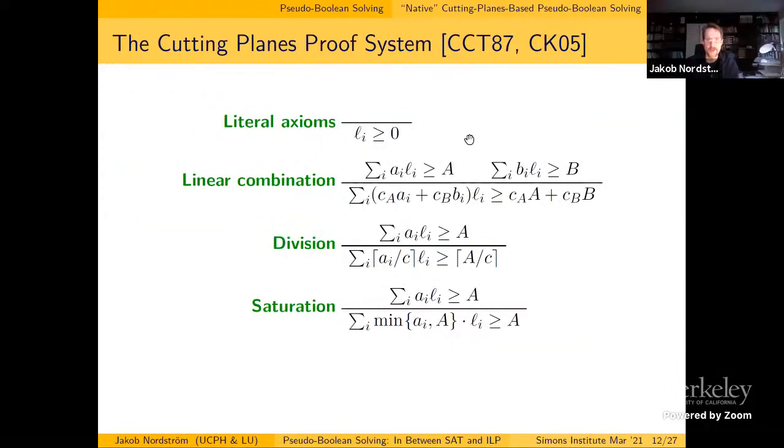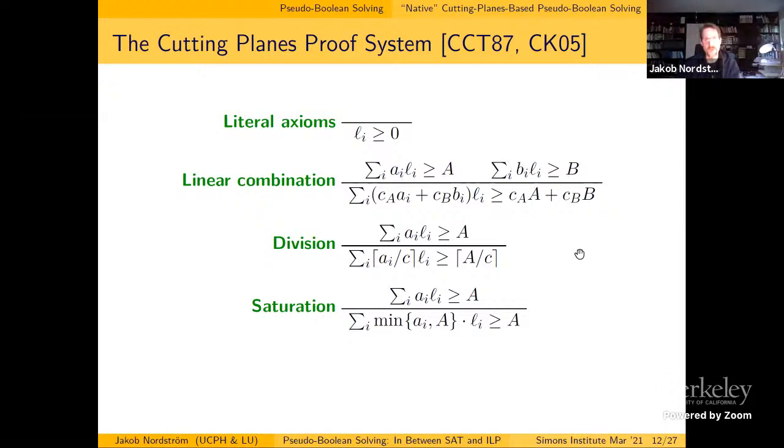So traditional cutting planes works like this: we know that all literals are non-negative, and we know that we can take positive linear combinations. So c_A and c_B are positive numbers here. And then you have this division rule, which just says that, and here I'm using that the constraint is written in normalized form, that all of these coefficients are positive, then I can just divide by c and round up everywhere. This is how cutting planes is presented in the proof complexity literature, going back to Cook et al.